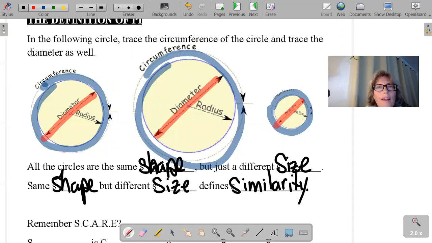All circles have the same shape. Same shape, just a different size. Same shape, different size defines similarity. So all circles, regardless of their size, are similar. Same shape, different size.